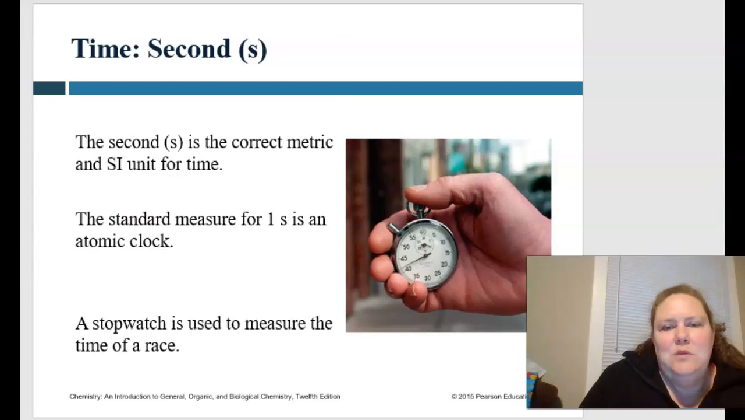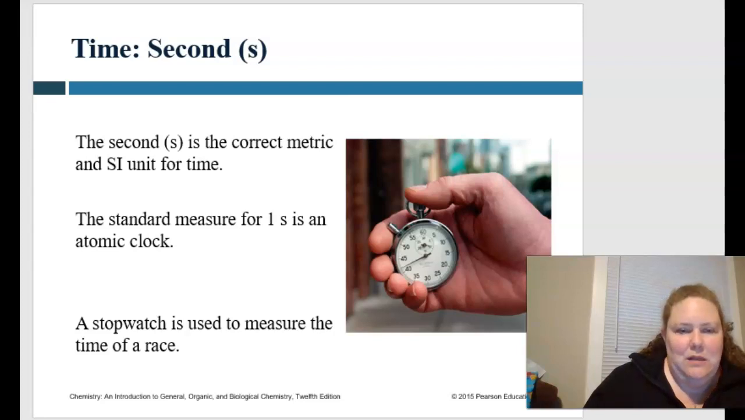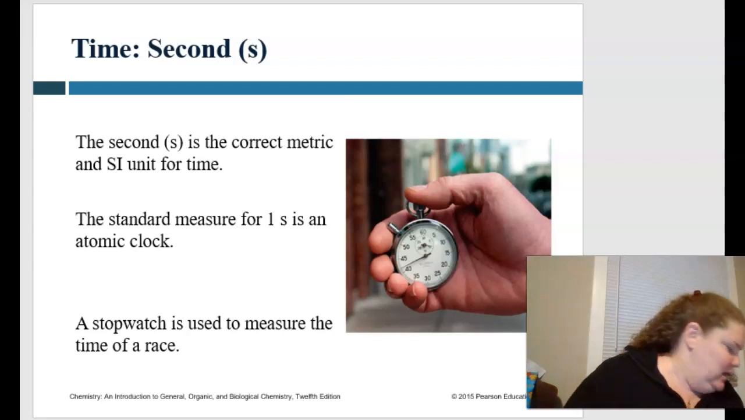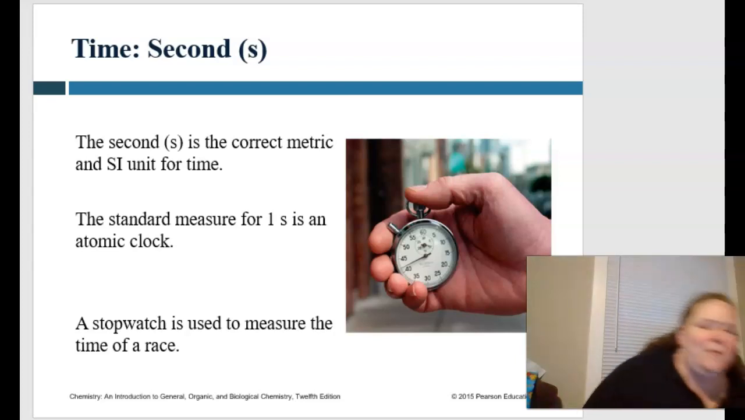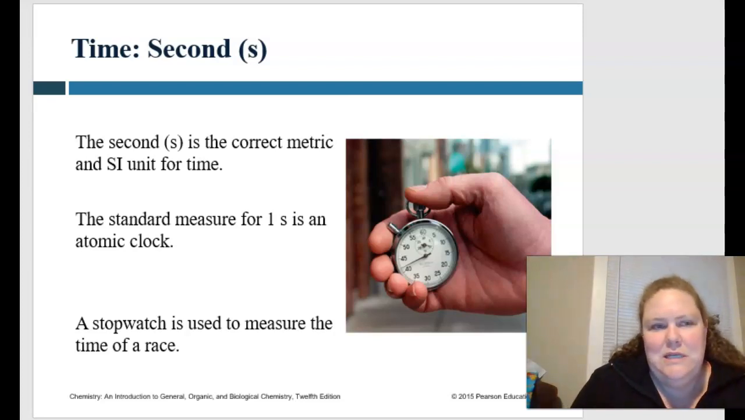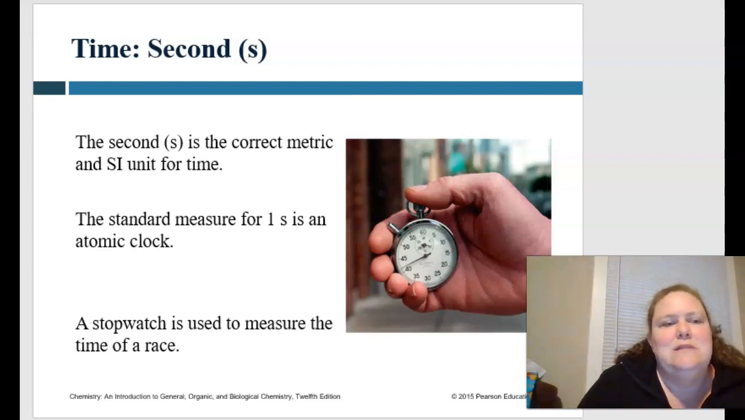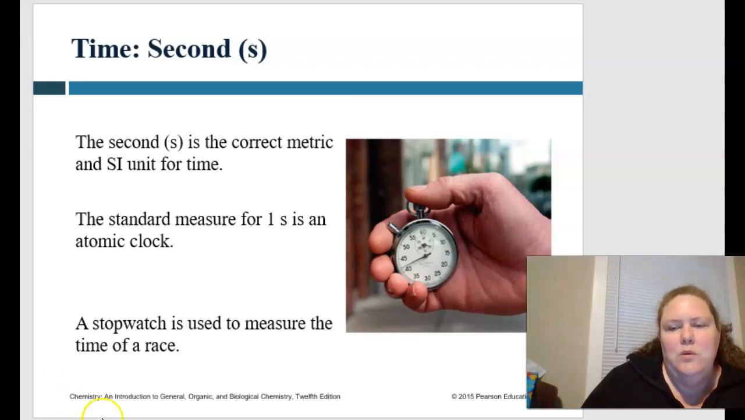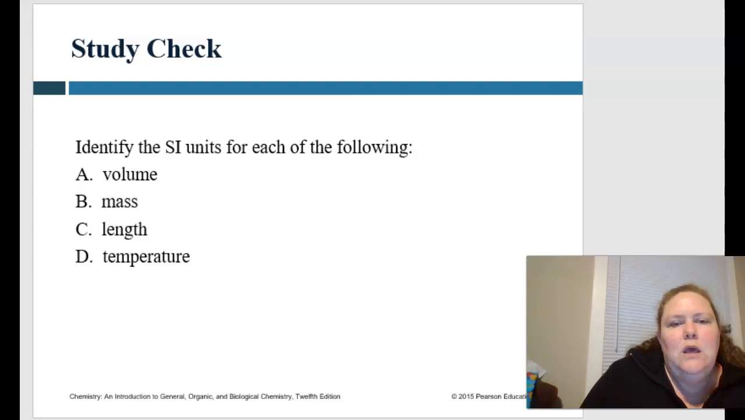The unit of time is going to be seconds, and that's the correct unit for metric and SI units. The standard measure for 1 second is the atomic clock, and we also can use a stopwatch to measure the time of a race. So I know that if I'm ever trying to jog or do anything that I don't want to do, a second lasts forever, right? But we use a stopwatch on our phone so that we can measure time.